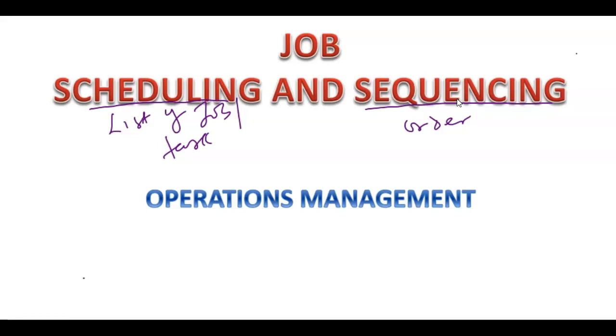Today we are looking at job scheduling and sequencing. Scheduling simply means a to-do list. What do you want to do? While sequencing is talking about in which order you want to carry out the task or the job at hand. That is what we want to consider today.